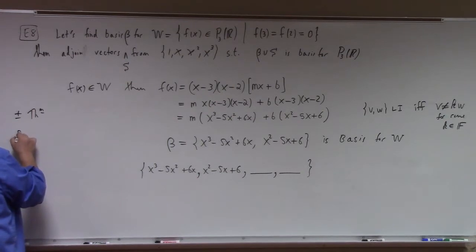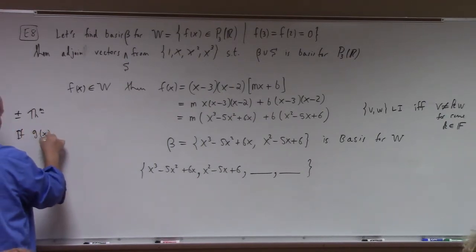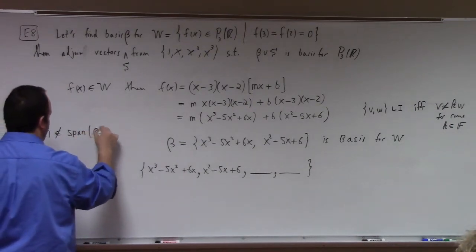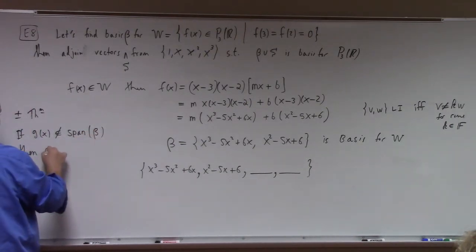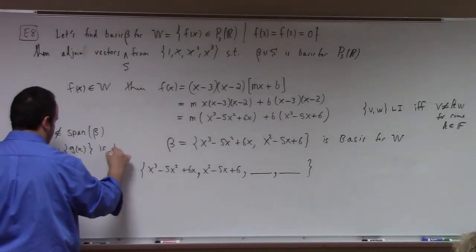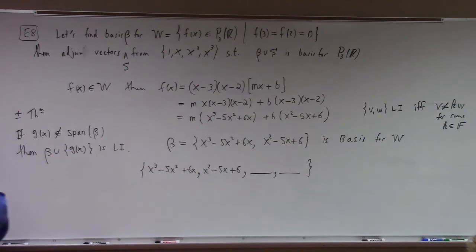If g of x is not in the span of beta, then beta unioned with g of x is linearly independent. I mean, here, I already know beta is linearly independent, so if I union a vector outside the span, I get a larger linearly independent set. This is one aspect of the plus-minus theorem. So all I have to do is find something outside of W. How do you do that?